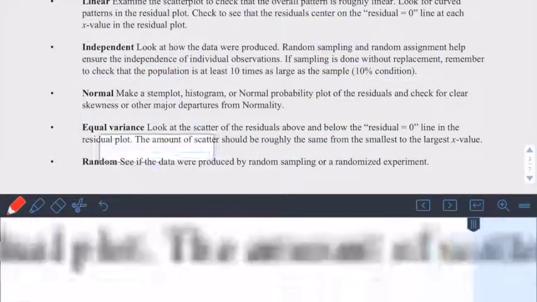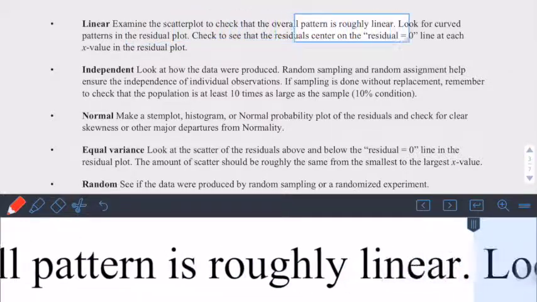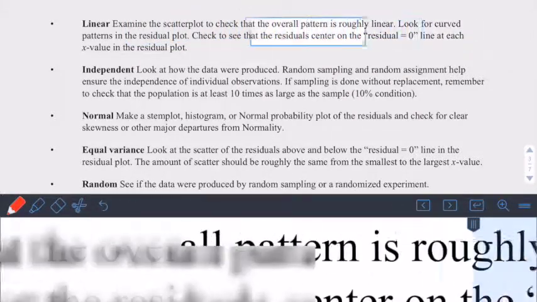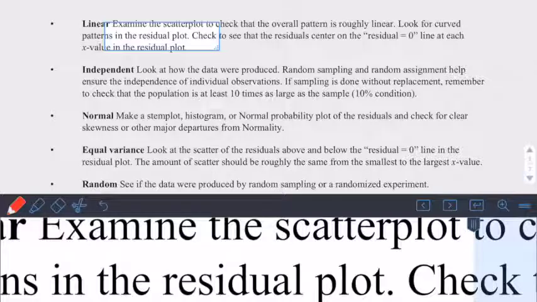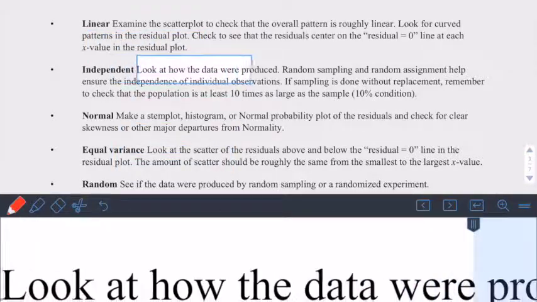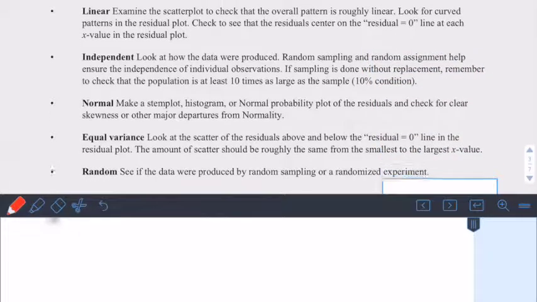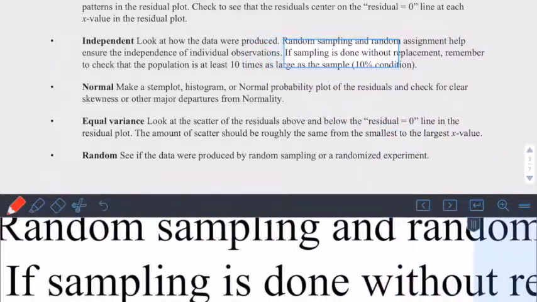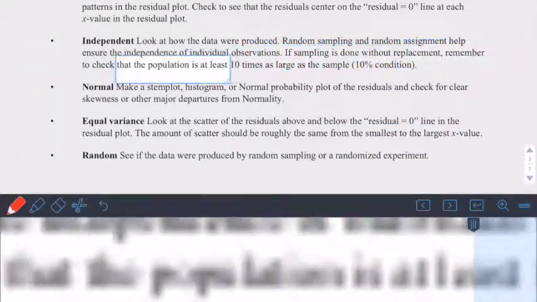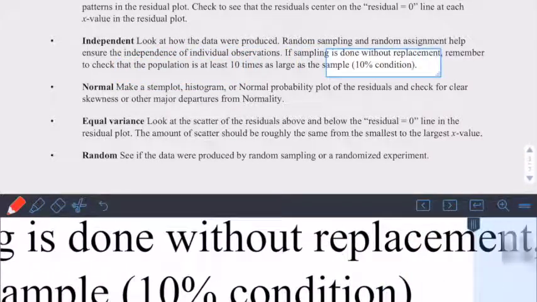Here's a little bit more on this stuff, right? We want to see that the pattern is roughly linear. So we're looking for curves in the residual plot, right? We want no pattern in our residual plot to satisfy this condition. We want to look at how the data were produced. We want random sampling, random assignment, and if the sampling is done without replacement, we want to check that the population is at least 10 times as large, right? That same 10% condition.